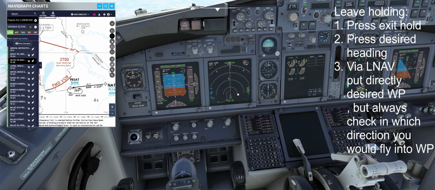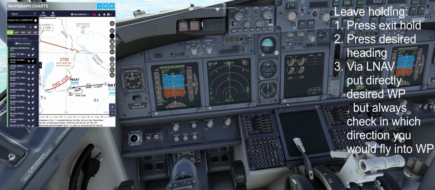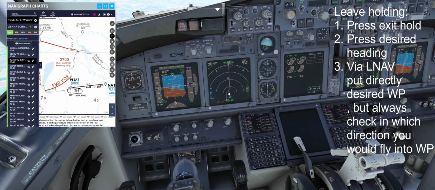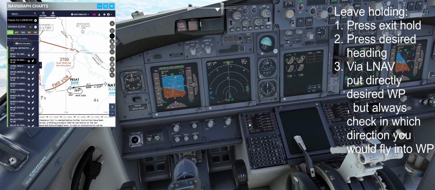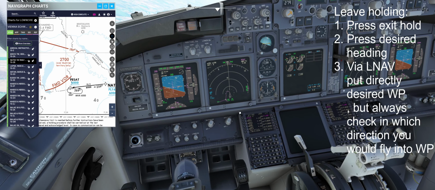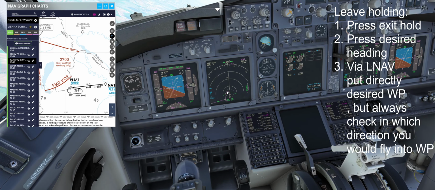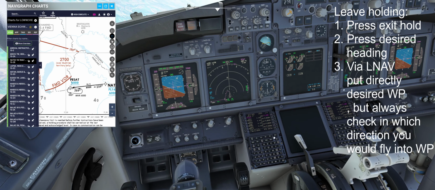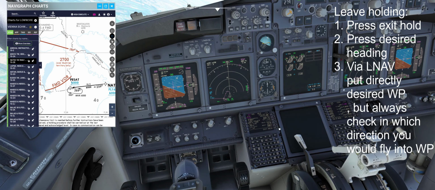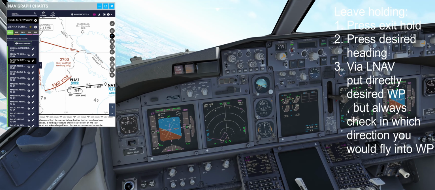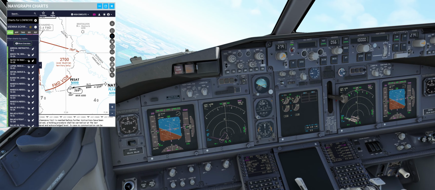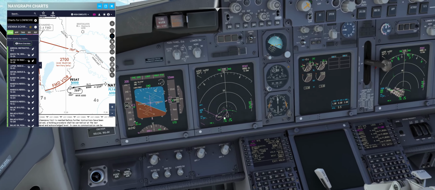If you can see another direction, that means that you put the heading select, start with your heading, and once you press the waypoint again, now you can see that you are turning into the right direction. Or you can leave the holding with a simple press of exit hold. That means that the airplane will leave holding for you as soon as possible.